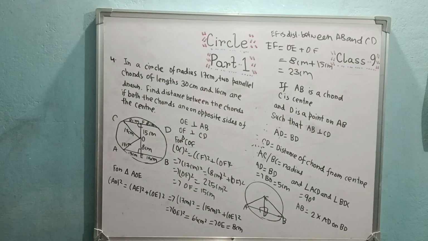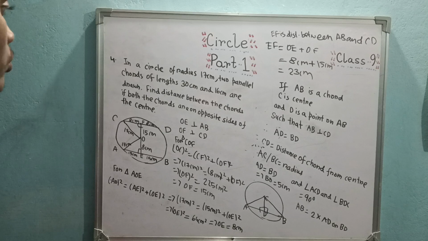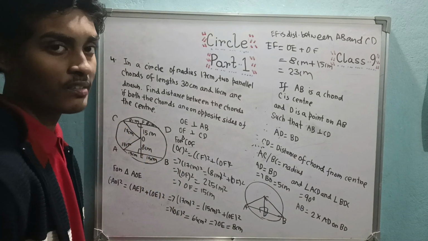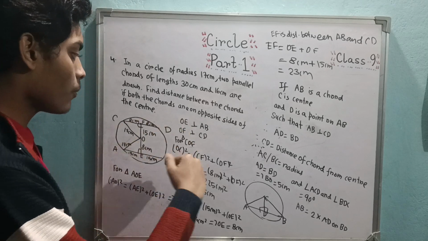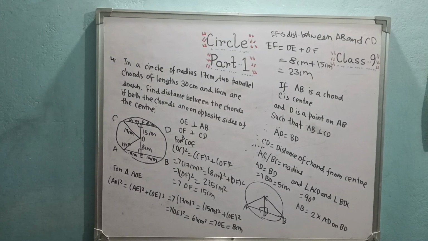How easy was that? Let's summarize this question. We had a circle and it was given that two parallel chords were drawn on opposite sides of the center. On one side one chord is drawn, on the opposite side another chord is drawn. I draw it like that. Easy.